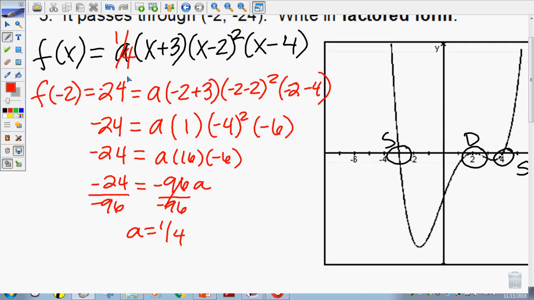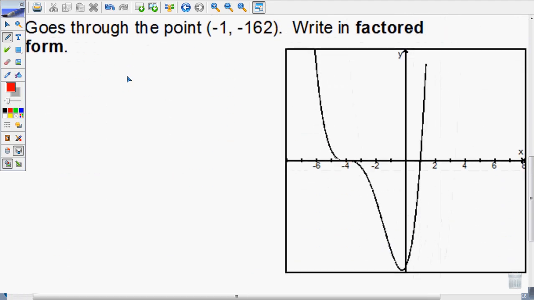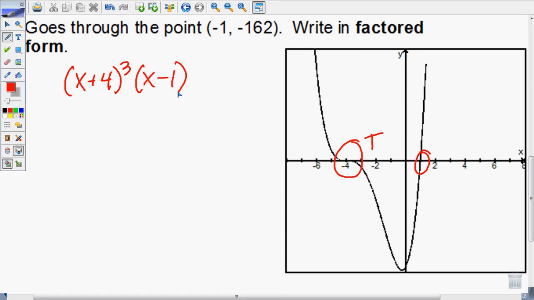Okay, really quick, I just wanted you guys to look at 4. Notice on 4, negative 4 is what kind of root? A cube. It curves through it, so it's a triple. It's going to be a cube factor, right? You would end up with x plus 4 to the cube power times x minus 1. This is how I know this is the cube. You can literally see the cubic in it. And then you see the linear.